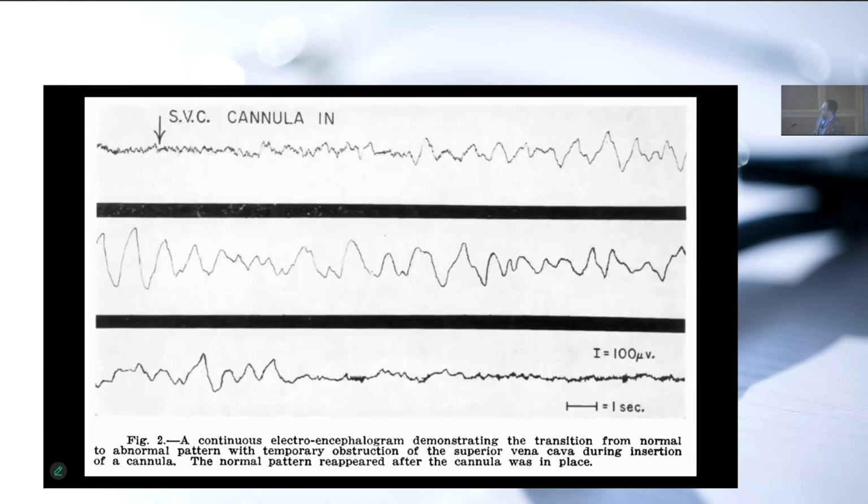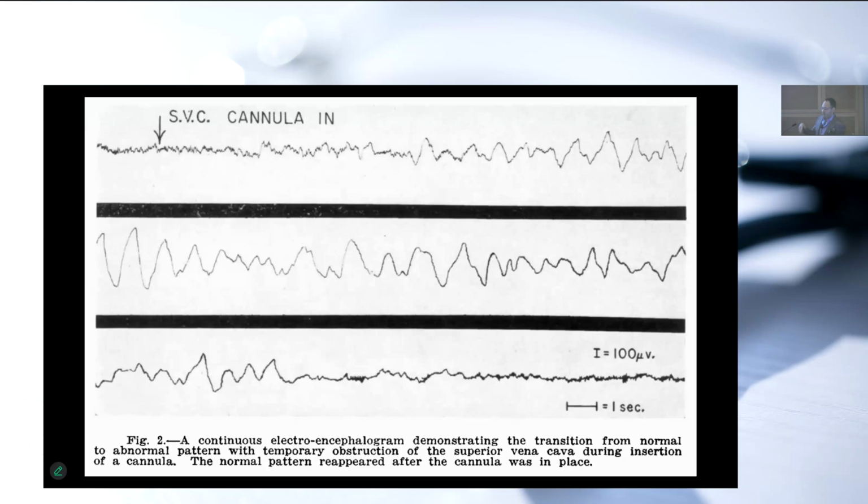So basically, this is a patient who is under anesthesia already. They put the SVC cannula in, and in the midst of compressing and placing things, they significantly decreased venous return, and almost immediately the EEG starts to become slow. And as soon as the cannula is successfully placed and that flow is reinstituted, the EEG normalizes back to its anesthetized baseline.